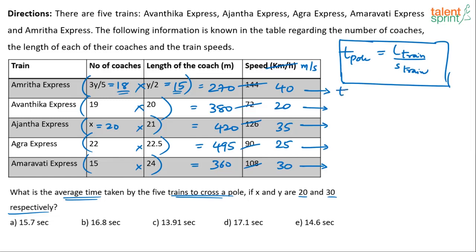How much is 270 by 40? Time is equal to 270 by 40. So that's like 240 plus 30, 6.75. What is the time here? 380 by 20 is 19 seconds. What is the time here? 420 by 35. So 350 plus 70, 12 seconds. What's the time here? 495 by 25. So that's very close to 20. In fact, 19.8. 495 by 25 will be like 475 plus 20. 475 by 25 is 19 times, and 20 by 25 is 0.8. So 19.8. And what is the time in the last case? 360 by 30 is 12.